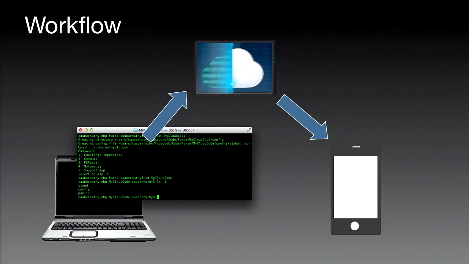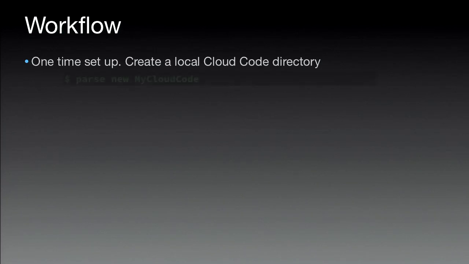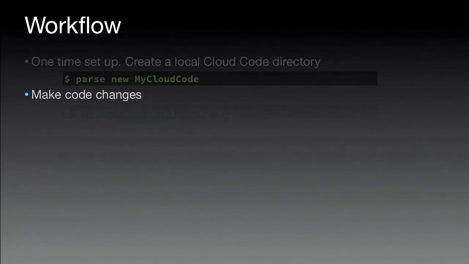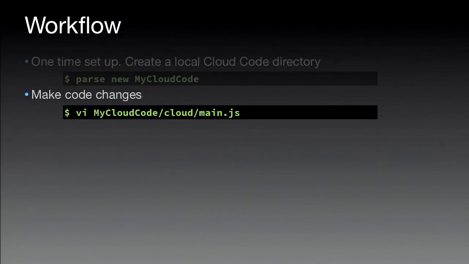So let's go into a little bit more detail on what that means. The workflow is typically this: the first thing you want to do after you've installed the command line tools is to run a one-time setup to create a local Cloud Code directory. It's parse new and the name of your directory, and you do this one time for your app. Once you've set up, you get a set of files inside your local directory. You can get up and going real fast because it comes pre-installed with your typical hello world function. But usually, your workflow will be that you make code changes.